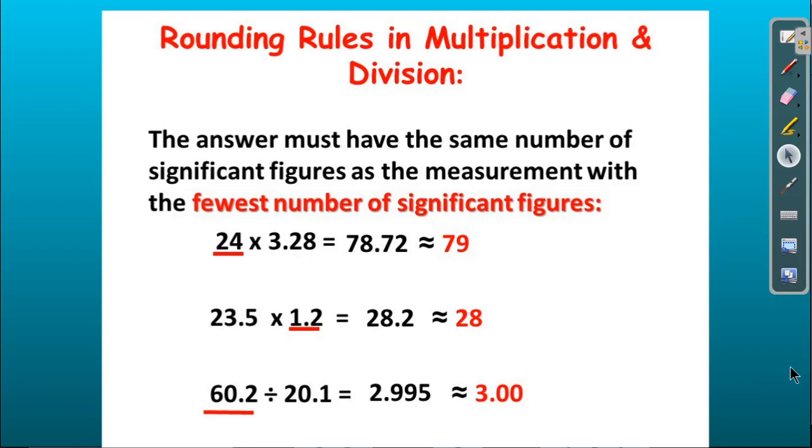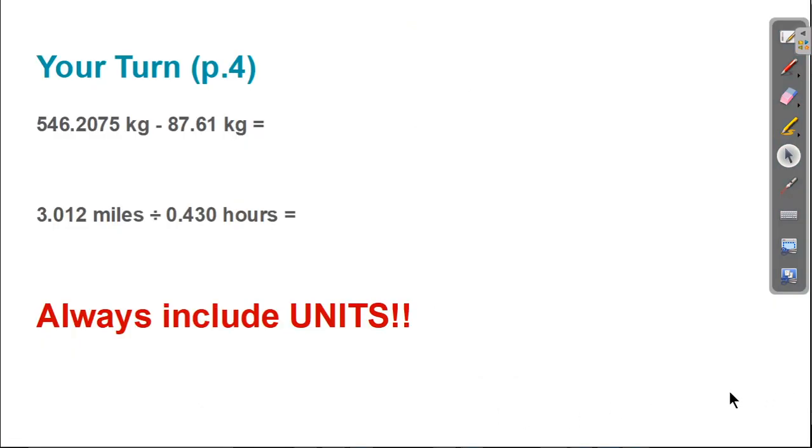Okay, it's your turn. Let's use the two rules to solve these two computations. Very easy computations, but it's all about significant figures. I'm going to give you the answer to these, and if you get it right, you don't need to watch to see how it's solved. But you're going to find these on page 4 in your book.